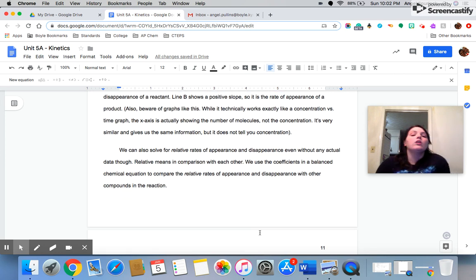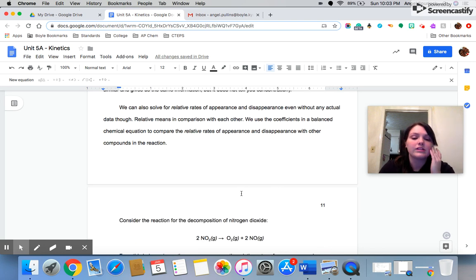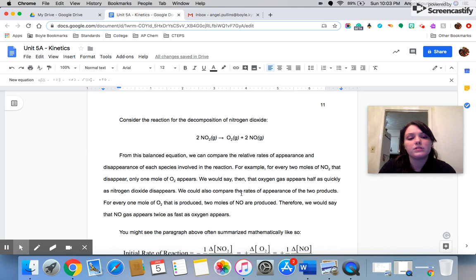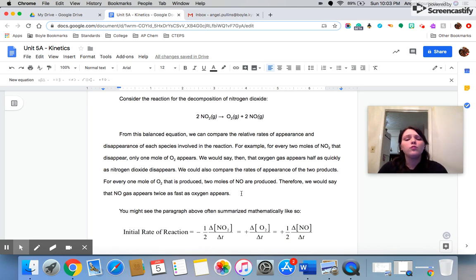So the rate of appearance and rate of disappearance, we can solve for them numerically, with physical data. But we can also solve for the relative rates of appearance and disappearance without any actual data. Relative means in comparison to each other. So we can use the coefficients in the balanced chemical equation to compare the relative rates of our reactants and our products. Let's use this example to help us out a little bit. From this balanced equation, we can compare the relative rates of appearance and disappearance for each species involved in the reaction. And a species is just a compound, a chemical, a particle, whatever.